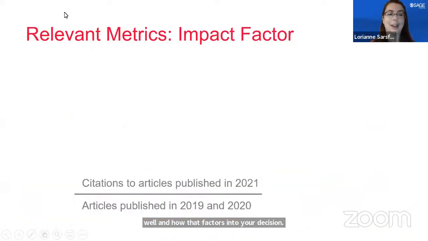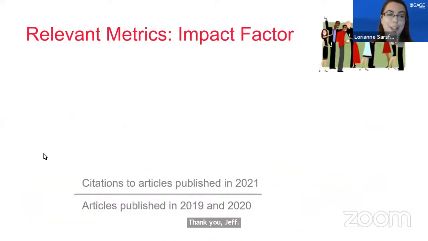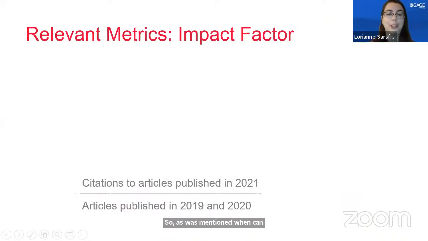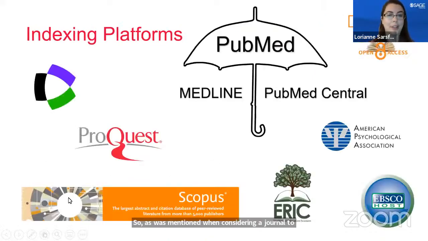Thank you, Jess. So as was mentioned, when considering a journal to publish, you also want to consider its indexing status. And on this slide, one of the key indexing services that everyone is going to be paying a lot of attention to is Clarivate Analytics. On this screen, it's the purple and green and black little symbol. That's their icon, and they own the Web of Science and JCR report.